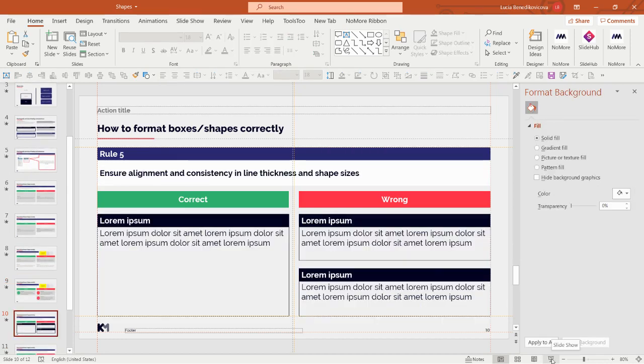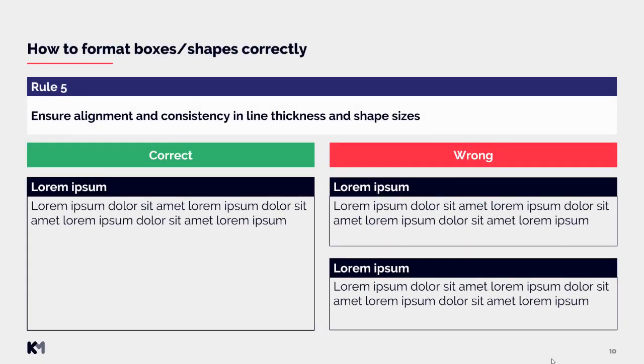Rule number 5. Always ensure alignment and consistency in line thickness and shape sizes. We will take a fast look in the presentation mode just so we see how the shapes look. And in here you can see that we have perfect alignment of the outline shape and heading. There is no misalignment, but in the wrong example, you can see here we have slightly misaligned both sides. And in here we can see small misalignment in the right side.